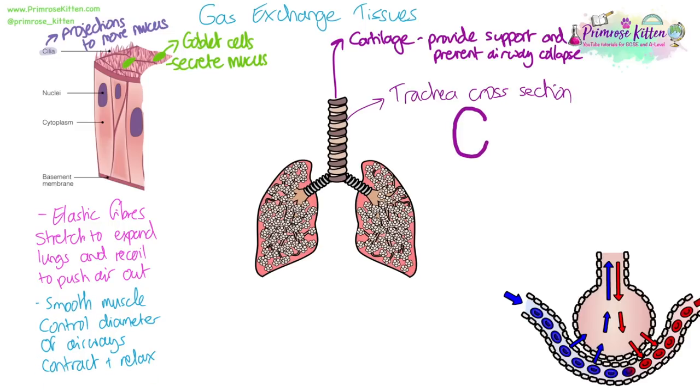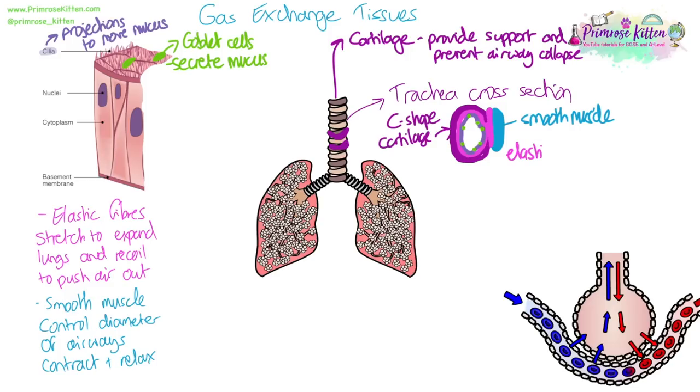We need to be able to recognise different structures in the lungs by looking at a cross-section of them and identifying the different tissues. The trachea in cross-section can be identified by a piece of smooth muscle next to a C-shaped ring of cartilage. Then there is a layer of elastic tissue, and then lining the airway is ciliated epithelium with goblet cells.